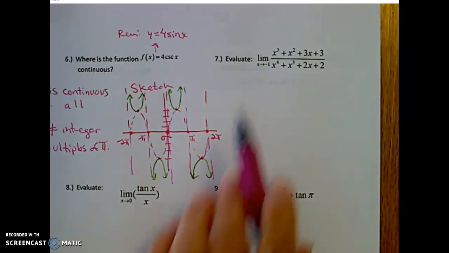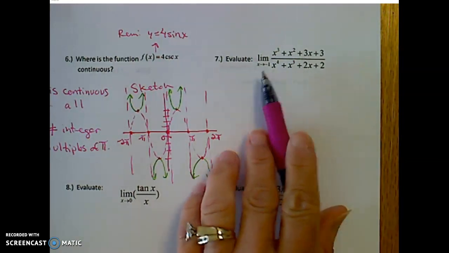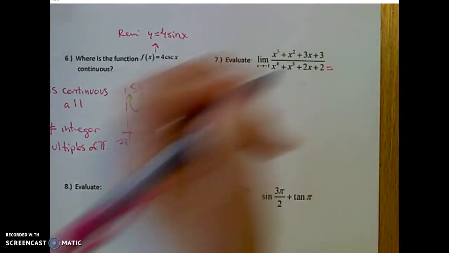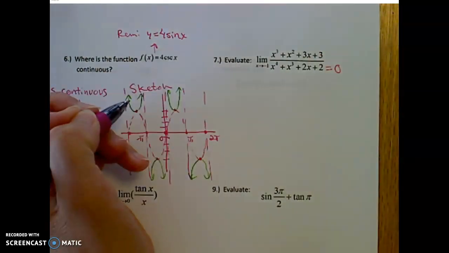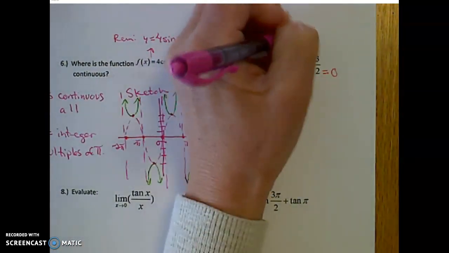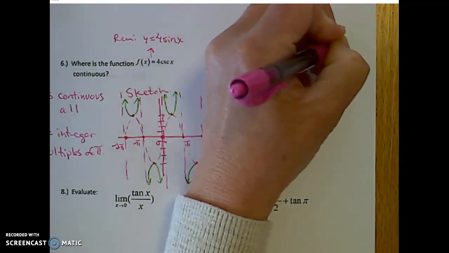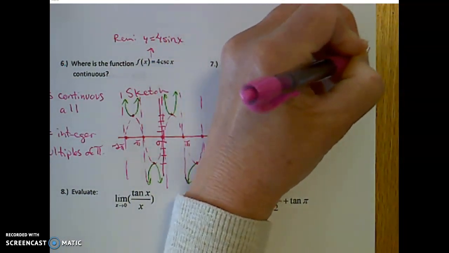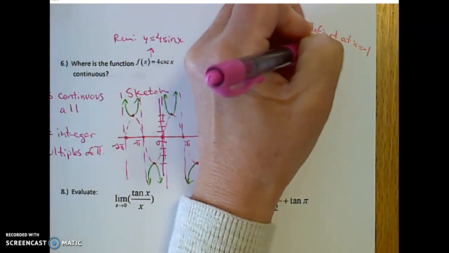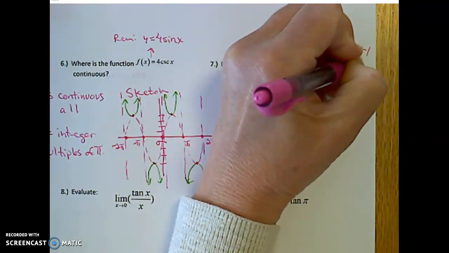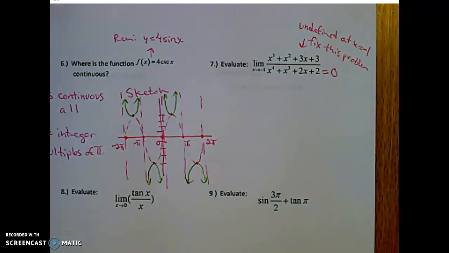If I ask you to evaluate this next limit of this function as x approaches -1, if I plug in -1 into that denominator, it does equal 0. So this function is undefined at x equals -1. And our goal then is to fix this problem spot. Think about how to fix that problem.